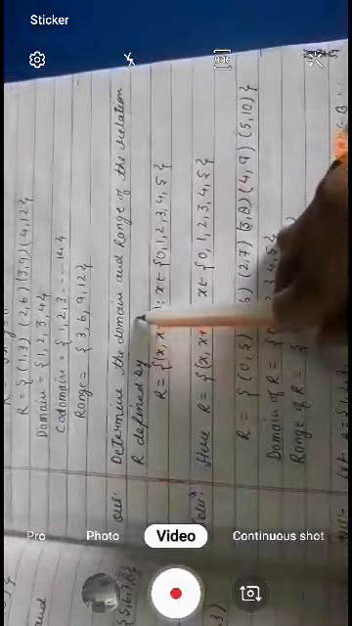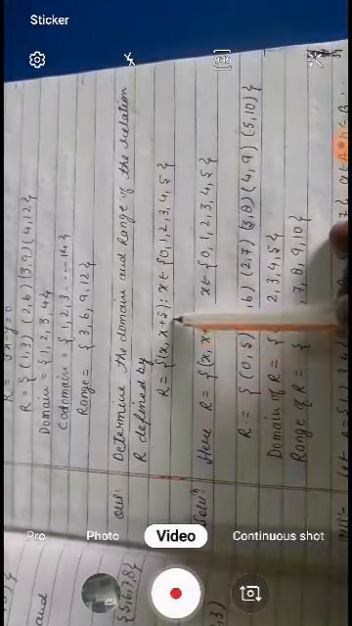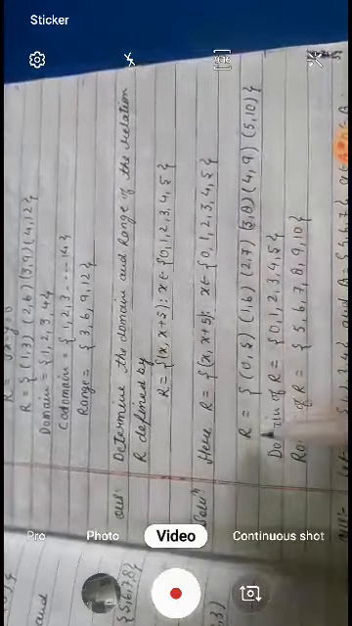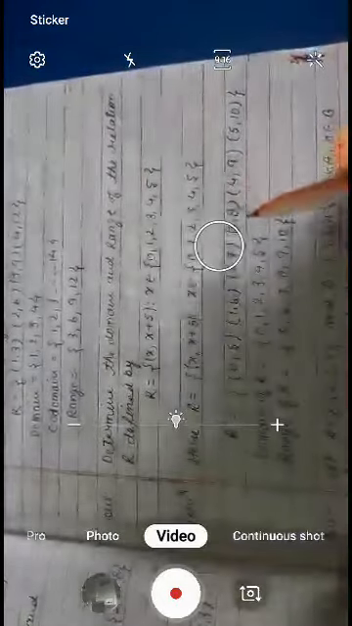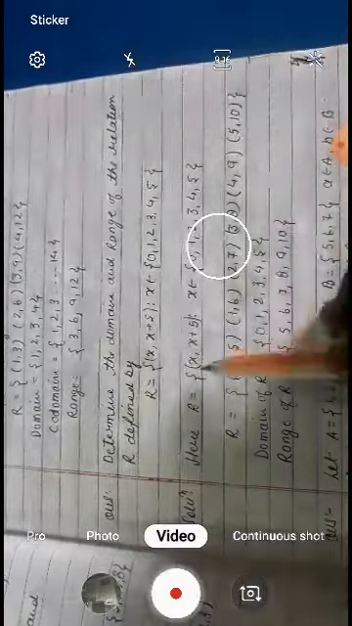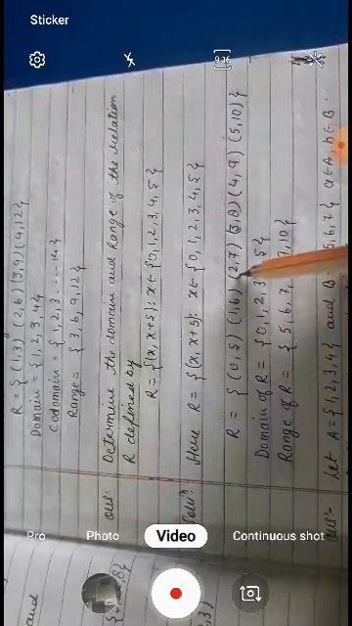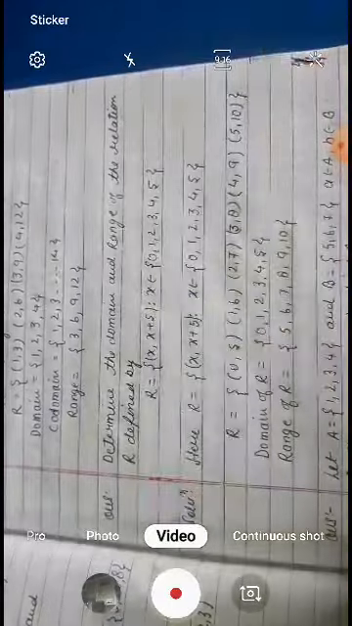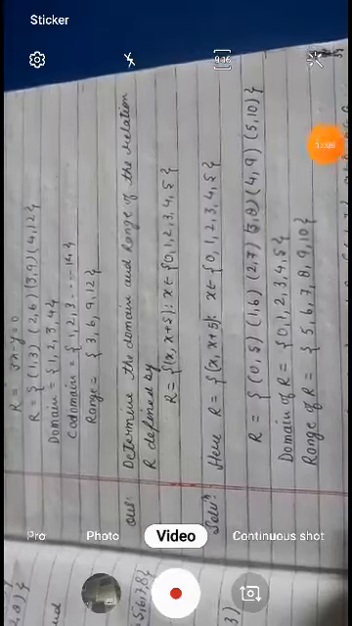The next question is: determine the domain and range of the relation R defined by R = {(x, x + 5): x belongs to {0, 1, 2, 3, 4, 5}}. Putting the values of x and x + 5, R is equal to (0,5), (1,6), (2,7), (3,8), (4,9), (5,10). The domain of R is 0, 1, 2, 3, 4, 5 and the range is 5, 6, 7, 8, 9, 10. Is it okay to everyone? In the same way, we are finding the range and domain.